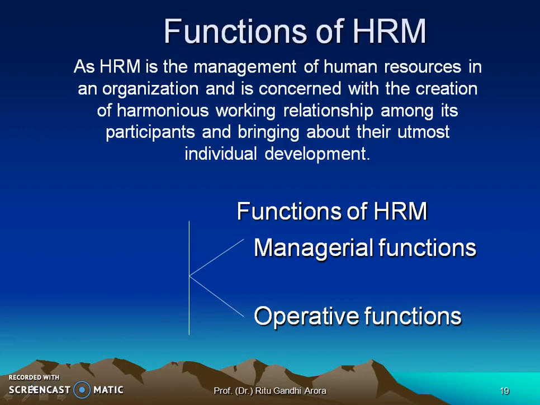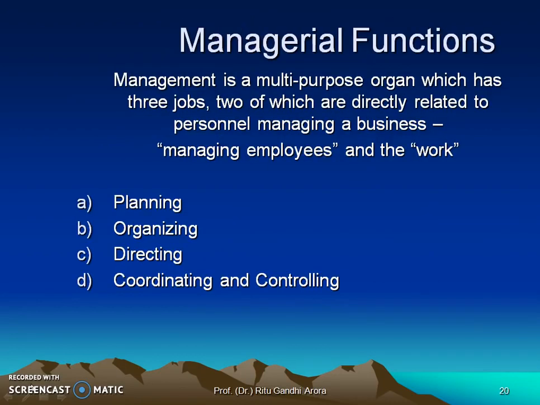Human resource management performs two types of functions: managerial functions and operative functions. Students, you must have studied in your earlier sessions, when you started the management subject, that management performs various types of functions in an organization, which in short we call POSDCORB, that is planning, organizing, staffing, directing, controlling, coordinating, reporting and budgeting. In the same way, the HR manager in an organization performs these management functions also. But these management functions, they perform in context to the people working in the organization.